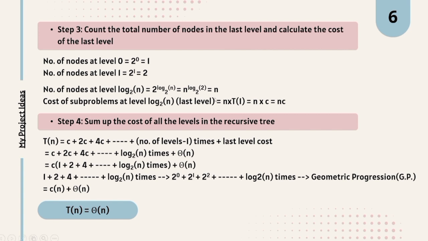So the cost of these subproblems is n times c, that is nc. Then we just sum up all the cost values like c, 2c, 4c up to the last level. It follows a GP, 2^0, 2^1, 2^2 up to log n. So it follows a GP and you get cn plus theta n. So the final time complexity will be theta(n).